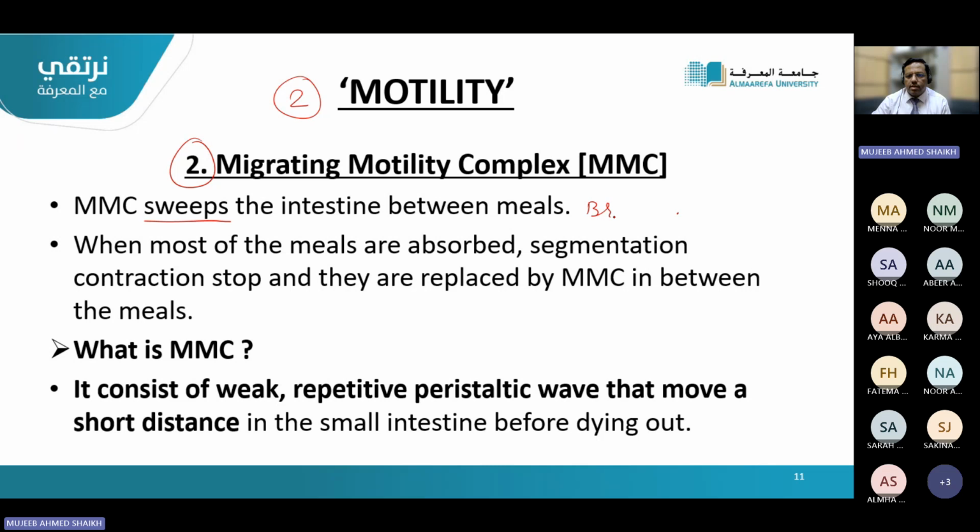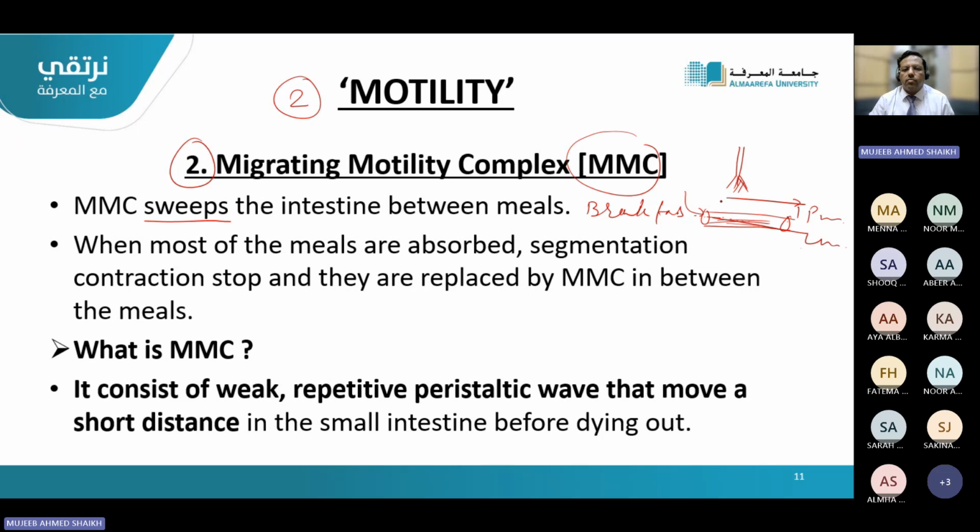Suppose there is a breakfast here at 7 in the morning, and maybe at 1 p.m. you have lunch. In between, the ileum is having food. The food which was of breakfast will be passing slowly. What this MMC will do, it will clean this area. It will sweep out all, it will take like a broom like this and clean all the small intestine and prepare it for the lunch.